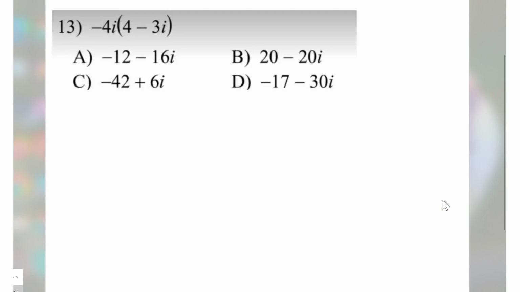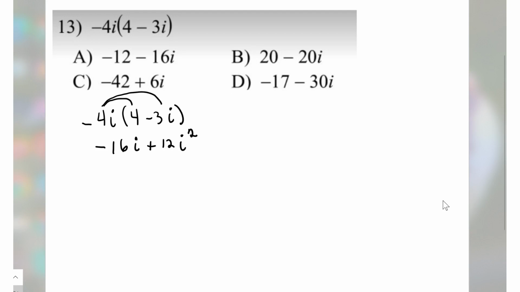We're doing number 13, and this is complex numbers, and we are going to simplify this. We're going to do the operation. So we have negative 4i times 4 minus 3i. Negative 4i times 4 is negative 16i. Negative 4i times negative 3i gives you positive 12i squared. Remember that i squared equals negative 1. So we have negative 16i plus 12 times negative 1. And we're going to write it in standard form. So we have negative 12 minus 16i. And that's our solution.